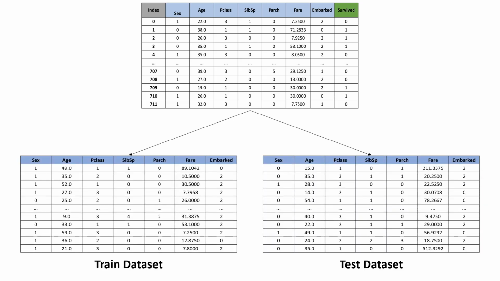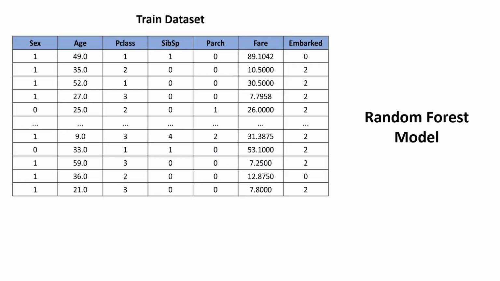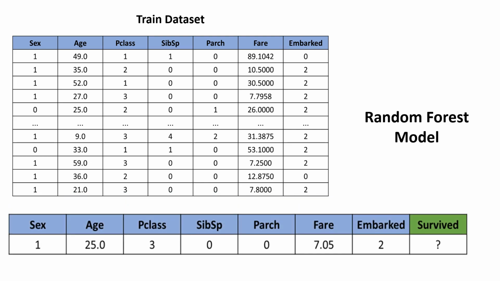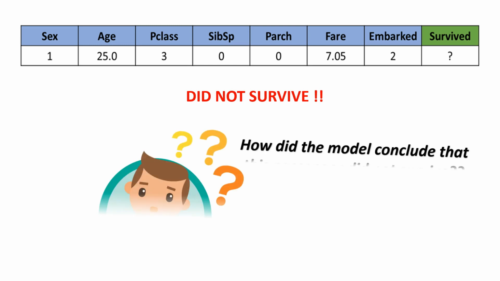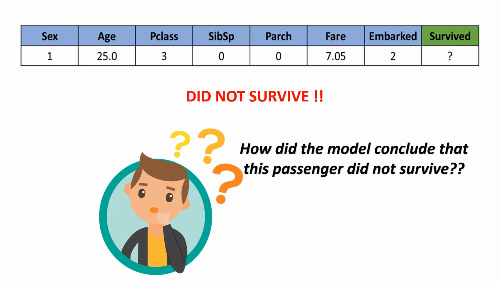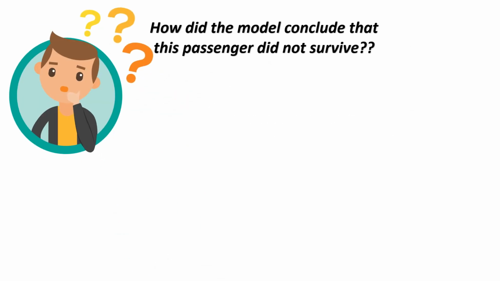First, we will split the dataset into train dataset and test dataset. A random forest model is trained with this dataset. Now, we test whether a passenger will survive or not by taking one sample and running it through the model. The random forest checks this and predicts that the passenger will not survive. But how did the model come to this conclusion?